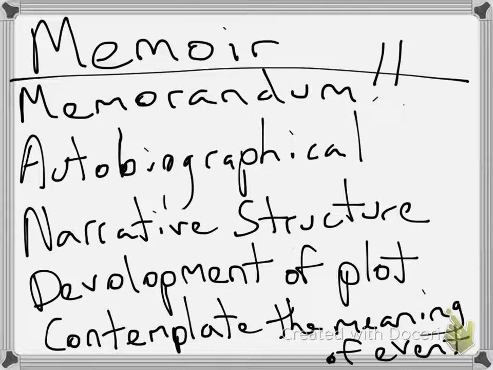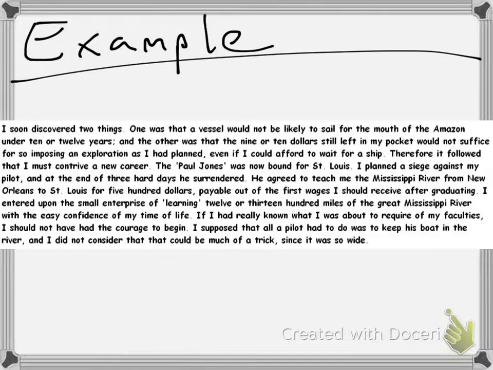Alright, so let's look at an example. And this one comes from Mark Twain, Cub Pilot of the Mississippi. I soon discovered 2 things. One was that a vessel would not be likely to sail for the mouth of the Amazon under 10 or 12 years, and the other was that the $9 or $10 still left in my pocket would not suffice for so imposing an exploration as I had planned, even if I could afford to wait for a ship. Therefore it followed that I must contrive a new career. The Paul Jones was now bound for St. Louis. I planned a siege against my pilot, and at the end of 3 hard days he surrendered.